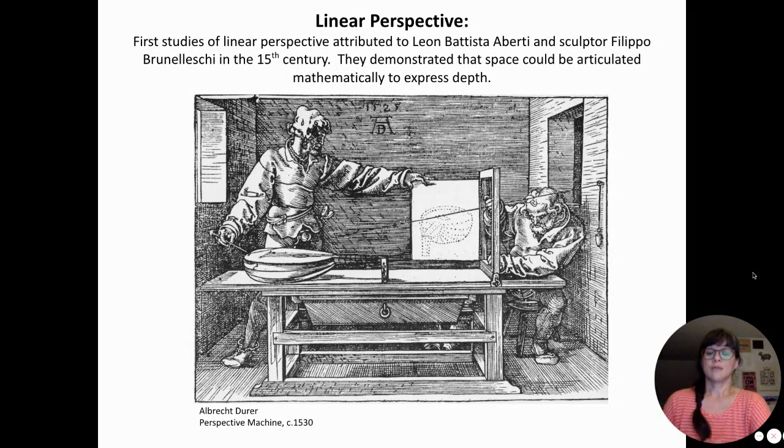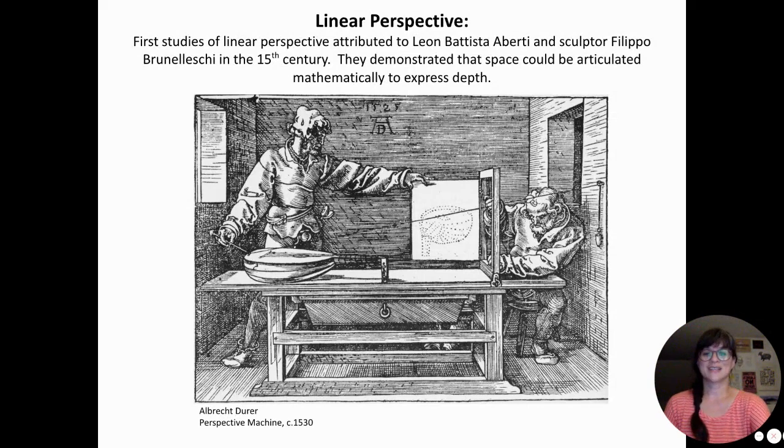The type of perspective that we're really going to work on in this section is called linear perspective, as opposed to atmospheric perspective. So what we're going to look at for this project is linear perspective, which is a type of study that's attributed to Leon Battista Alberti and the sculptor Filippo Brunelleschi in the 15th century. So this is back when mathematicians and artists and scientists were working together. And what they were trying to do was demonstrate that space could be articulated mathematically to express depth.